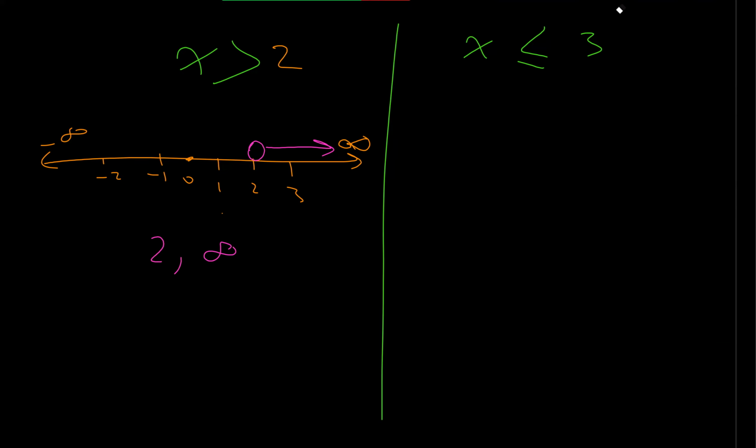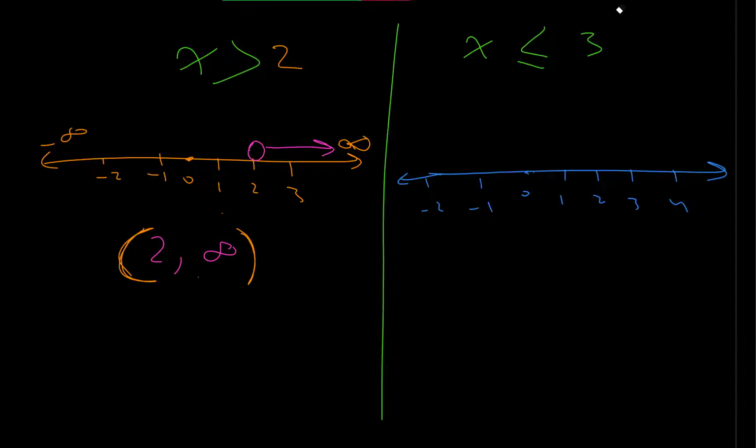And since the 2 is not included, we draw what? Parenthesis on the 2. Then also with the infinity, we draw what? Parentheses. Okay, to understand it more, we'll go to the right side. Here, if we draw the number line, here is 0, 1, 2, 3, and here is 4. Then here is, as we know, negative 1, negative 2, and so on. And here is negative infinity, and here is what? Positive infinity.